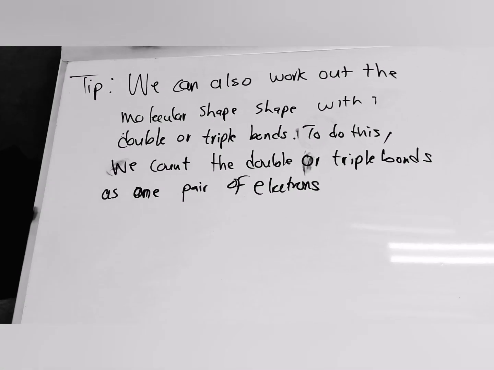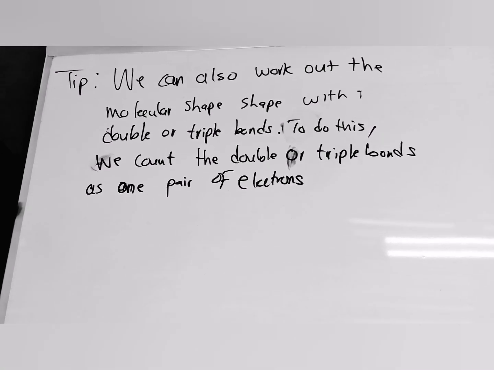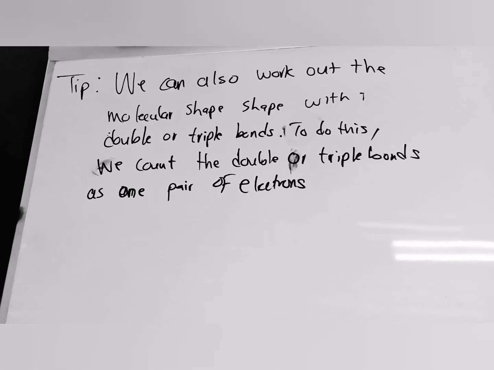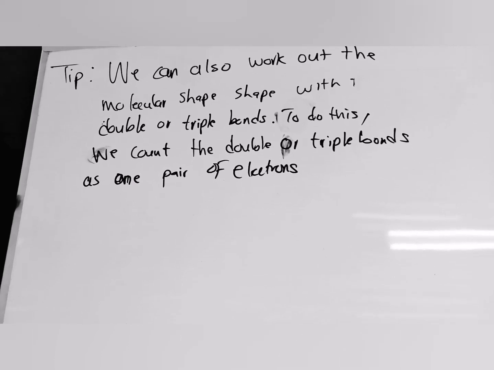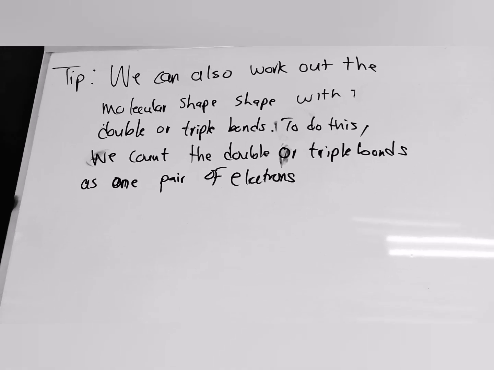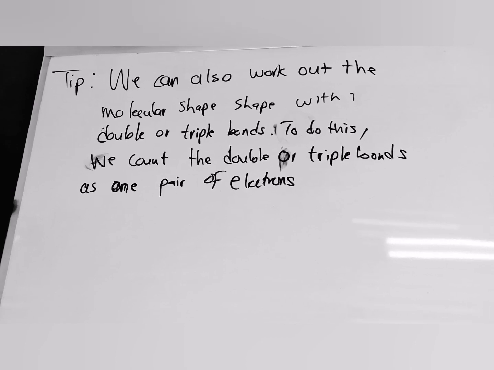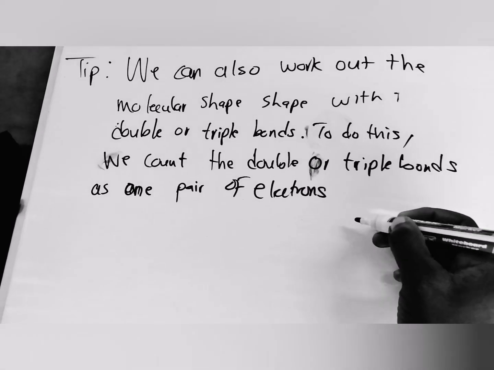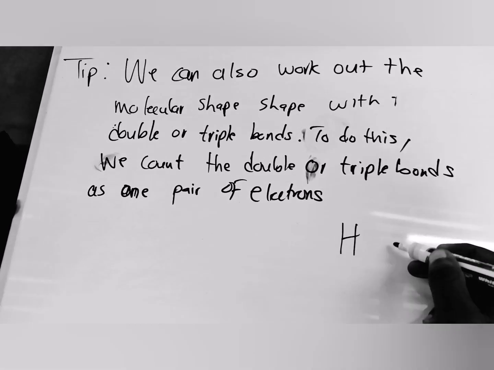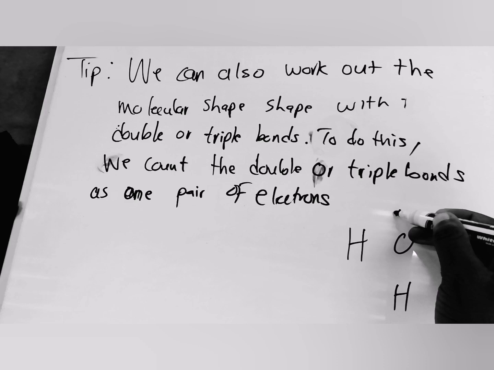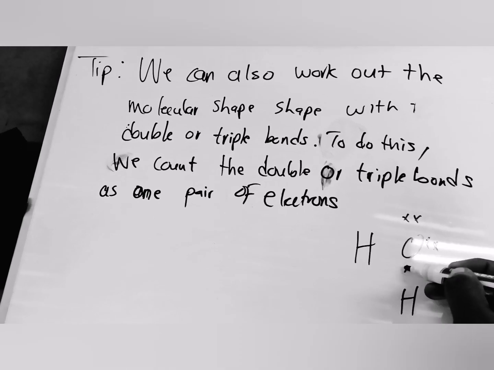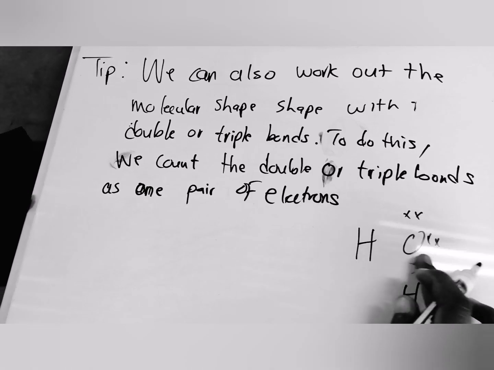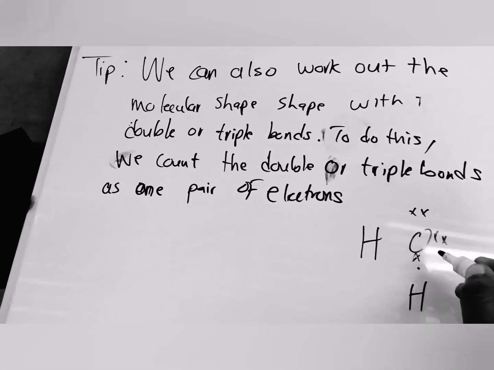All right, now there's a tip which you must know. We can also work out the molecular shape with double or triple bonds. To do this, we count the double or triple bond as 1 pair of electrons. That's very important. If you have a double bond or triple bond in that molecule, count it as 1 pair of electrons. For example, we did H2O. I just want to show you the type of covalent bond. Here we have a single bond.